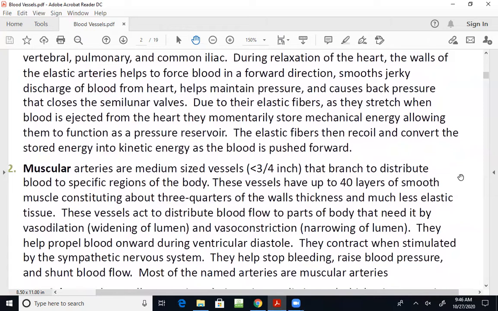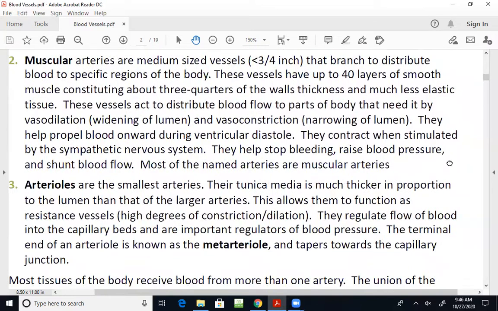When our heart relaxes, the walls of our elastic arteries help to force blood in a forward direction. They also smooth the jerky discharge of blood from our heart, help maintain blood pressure, and cause back pressure to close the pulmonary and aortic semilunar valves in our heart. Due to their elastic fibers, as they stretch when blood is ejected from the heart, they momentarily store mechanical energy, allowing them to function as what we call a pressure reservoir. And then the elastic fibers recoil and convert that stored energy into kinetic energy and push the blood forward. From there, blood will be distributed to our muscular arteries.